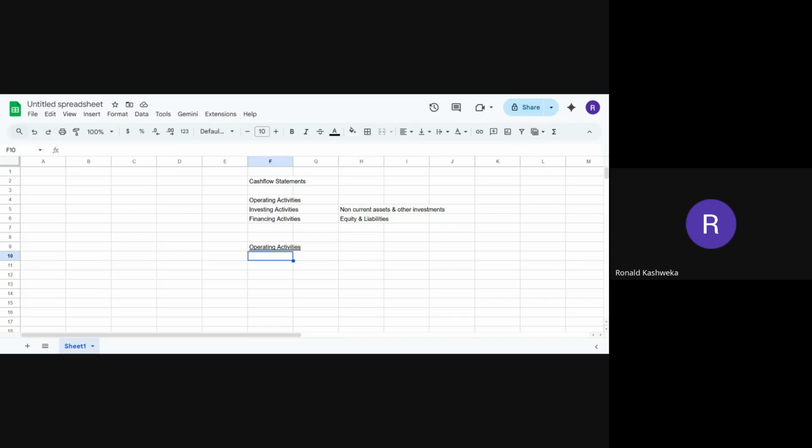So the indirect method basically means you start with your net profit and then you adjust it for non-cash items, such as depreciation and any profit on sale of a non-current asset. You adjust it for changes in working capital management, and then you have your net cash flow from operating activities. So you always start with a net profit, adjust for non-cash items, adjust for working capital items.